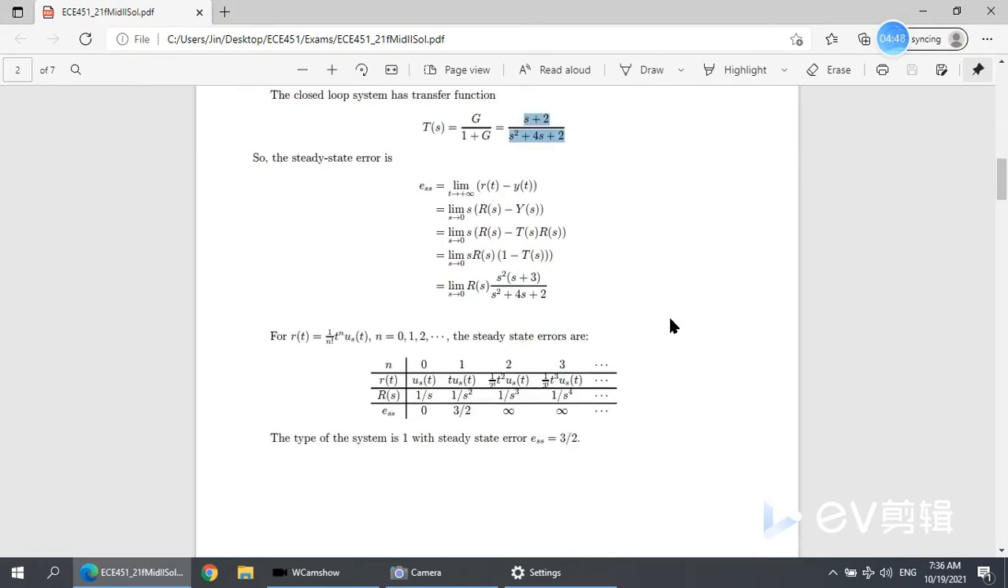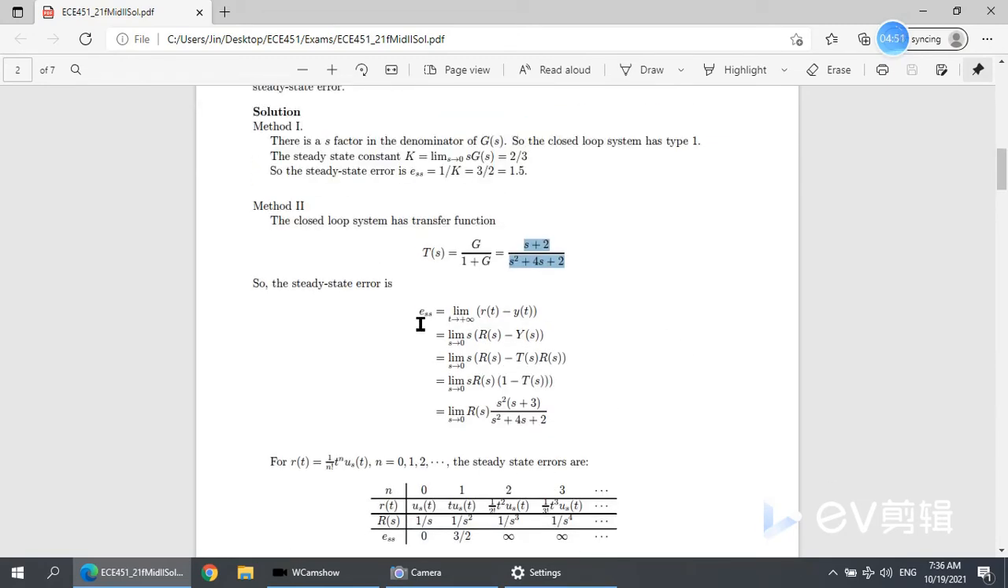Now what is the steady state error? This is just a definition. Steady state error is the reference minus output when t goes to infinity. It's a steady state, so t is large enough. So here we just write t goes to infinity, and then use the property of the Laplace transform, the final value theorem. The final value for t now becomes, in the s domain, the value when s tends to 0.